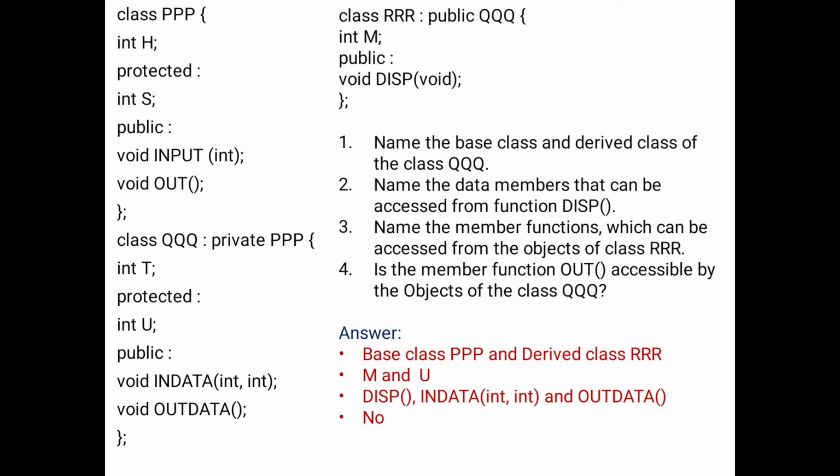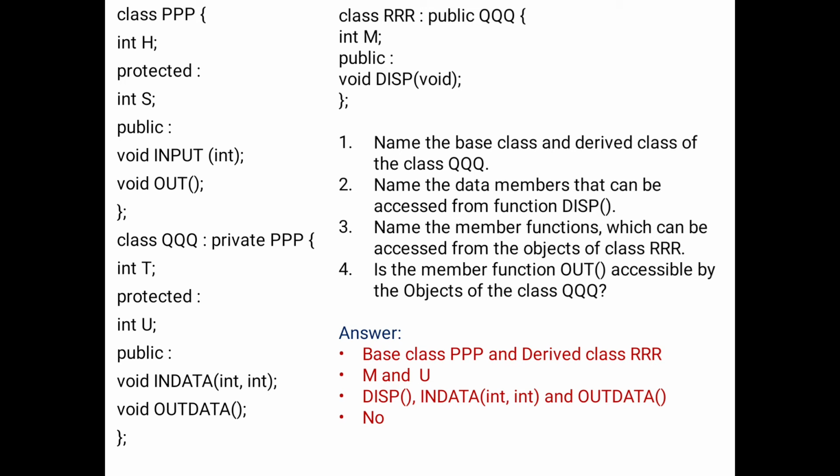So if you forgot what multi-level inheritance is, go back to my previous videos, or you can check the textbook to understand the concept through that diagram. So you have the grandfather, the father, and then the child: the multi-level inheritance concept. Now, coming back to the question: name the base class and derived class of the class QQQ.